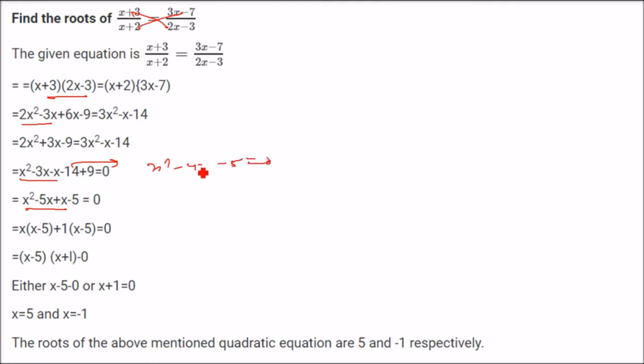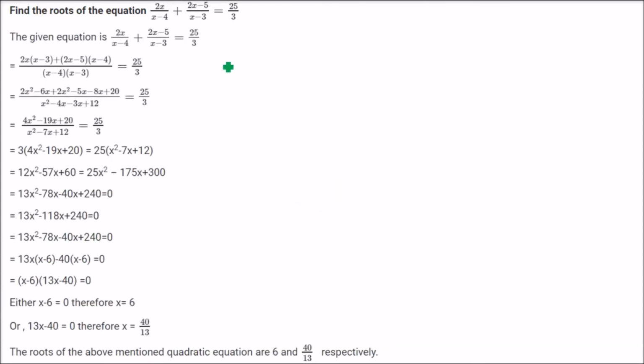This is the equation. So you can write minus 4x as minus 5x plus x, and this will be minus 5. You take x common from here, x minus 5. You take 1 common from here, x minus 5. So you get x minus 5 and x plus 1 equal to 0 as the factor. So this will give you x equal to 5. This will give you x equal to minus 1. So 5 and minus 1 are the roots of this equation.